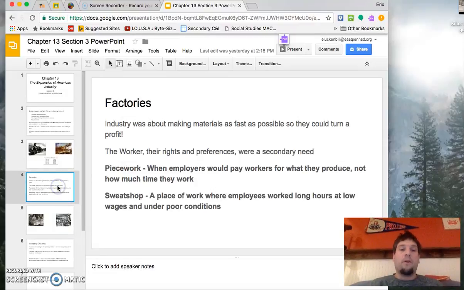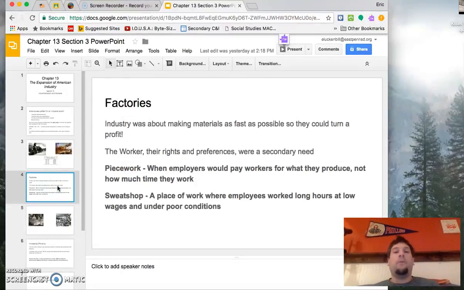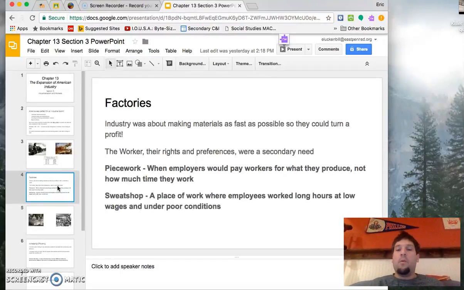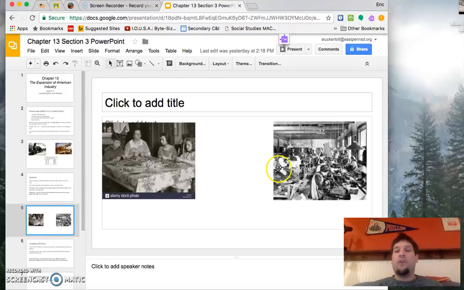Some factories did this process too, but factories, to the point in the late 1800s, whether they were doing piecework or not, started to become a place that wasn't necessarily somewhere you wanted to go to work. You had to go to work. And that's where these ideas of a sweatshop started to take place, a place where workers worked long hours at low wages under poor conditions.